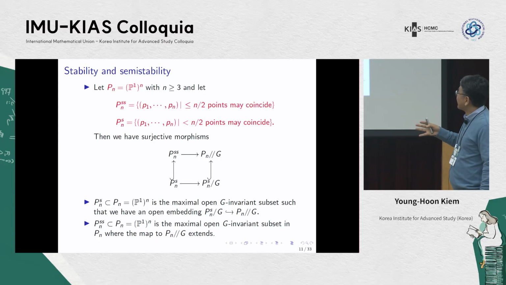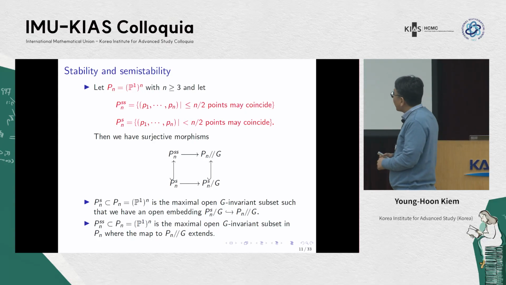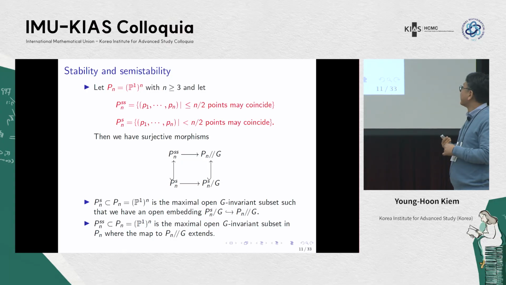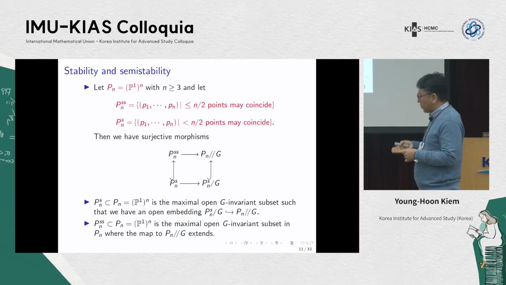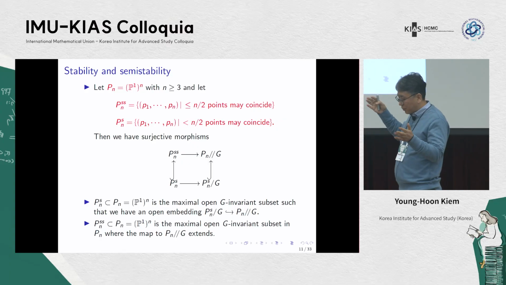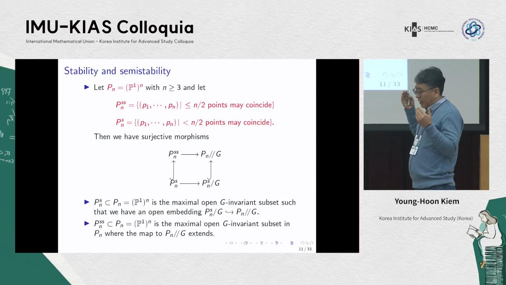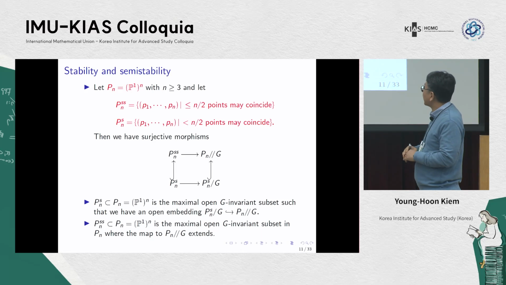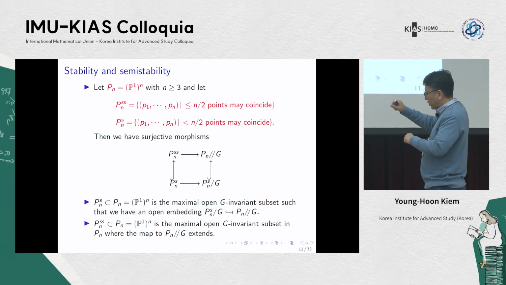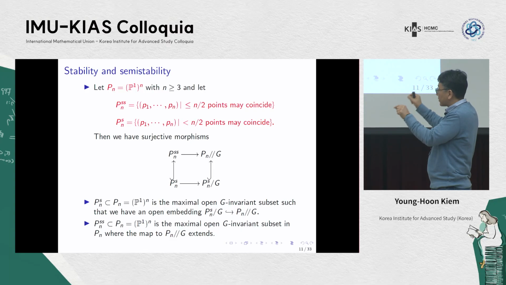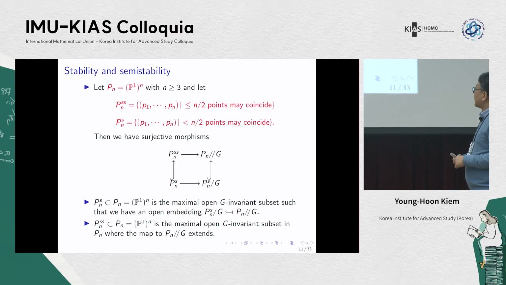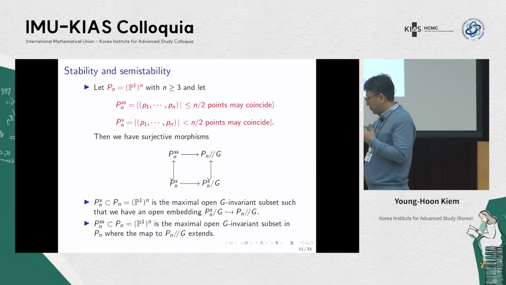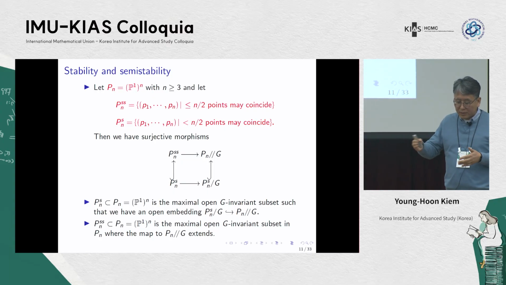So in this case, this is the stability condition. Let's say Pn is the product of n copies of P1. The set of semi-stable points is the locus of n-tuples of points in P1 where at most half of the n points are allowed to coincide. So you have to exclude the points where all the points P1 to Pn are the same, for instance. And the set of stable points is the locus of n-tuples of points in P1 where less than half of the points are allowed to coincide.